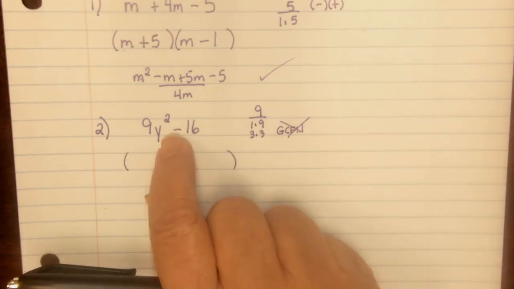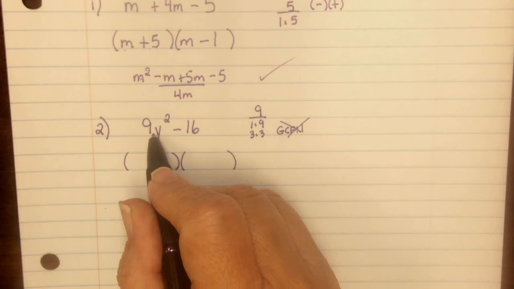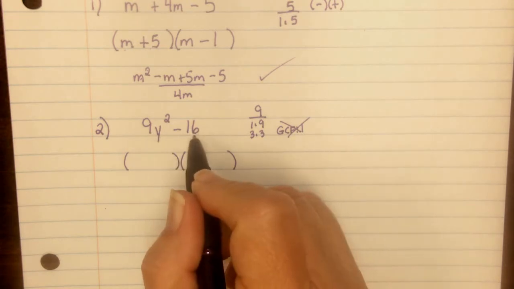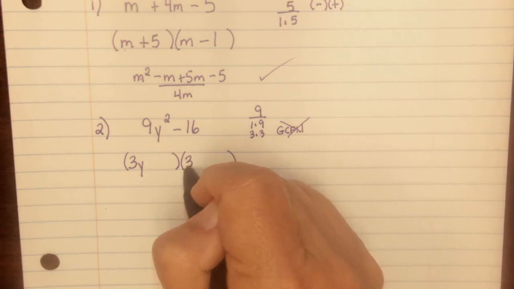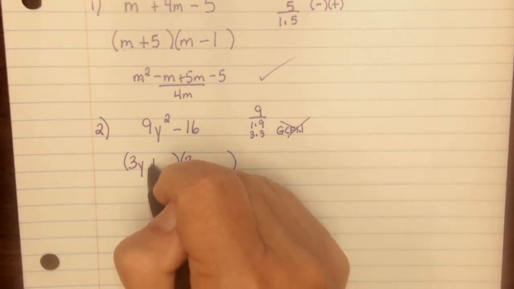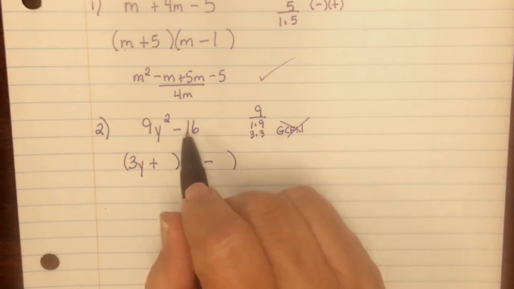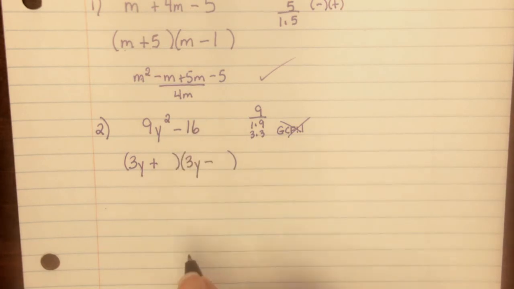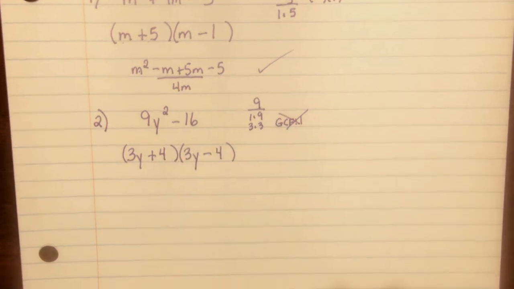But do you see there is no middle term? There is no term with just a y. And these are what we call perfect squares. So this is going to be 3y times 3y, 1 plus sign and 1 minus sign. And we want the square root of 16. That's going to be a plus 4 and a minus 4.